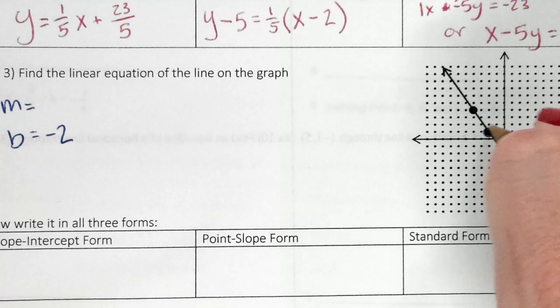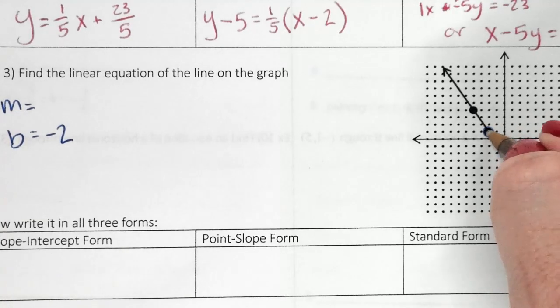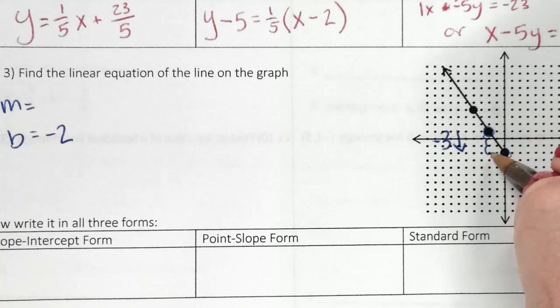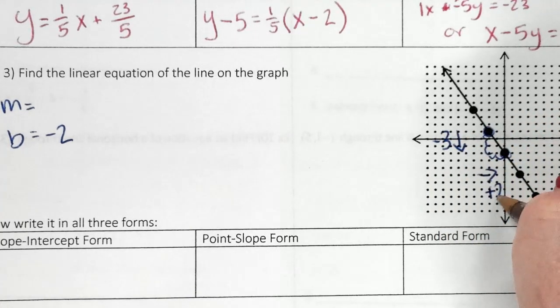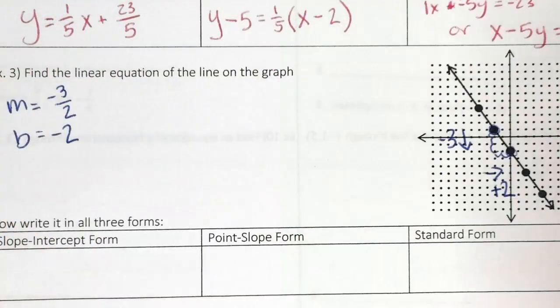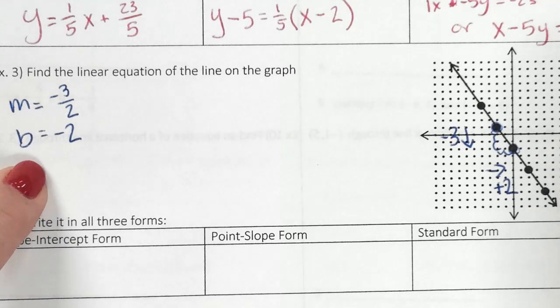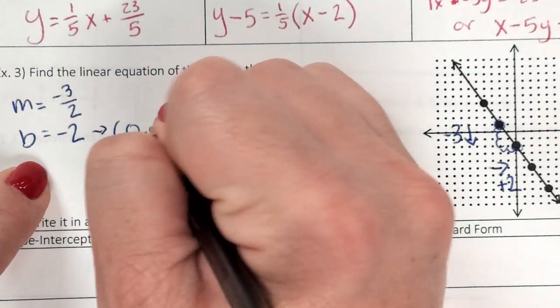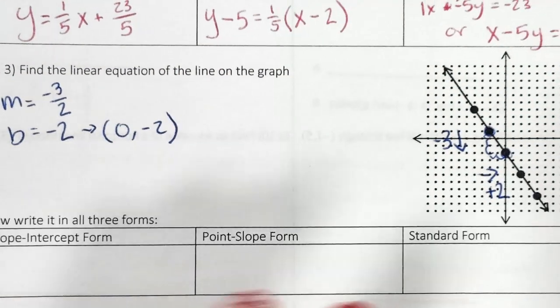Okay, so then we have to find a slope. Well, I know that I could pick 2 points, doesn't matter which two, and find my slope. So I go down 1, 2, 3, which is negative 3. And I go right 1, 2, which is positive 2. So I know my slope is negative 3/2. Now, to find all three forms, haven't I just needed the slope and a point? Does it matter which point? No. So can I use B as my point? Isn't my y-intercept a point? Yeah, I can rewrite it as (0, -2), and that's all I would need to find all three forms.